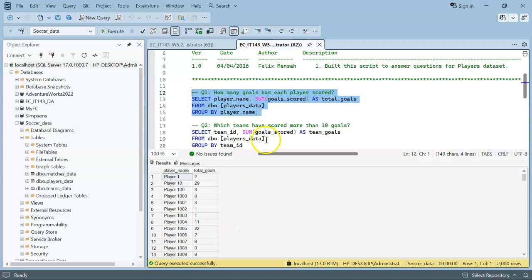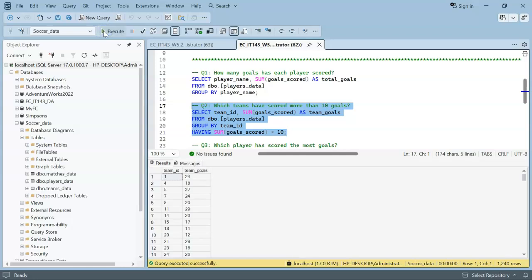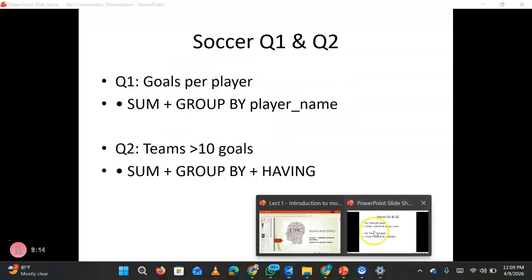Now to question 2, which teams have scored more than 10 goals? So find the teams that have scored more than 10 goals. Why? To identify the stronger or higher performing teams. And how? We use the sum plus the group by team. What this query does is group players by team ID and sum their goals. Then the HAVING clause filters only teams whose goals exceed 10. Okay, now let's go back to the slide for the next one.